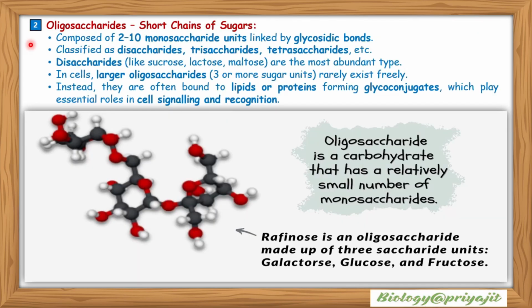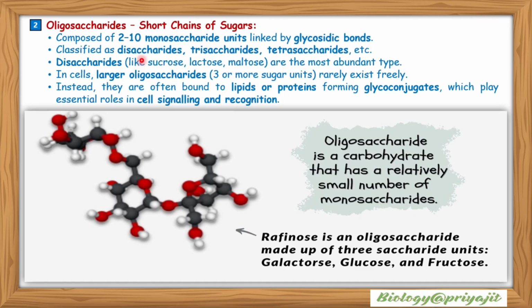Oligosaccharides are short chains of sugars. Oligo means 2 to 10 units, so they are composed of 2 to 10 monosaccharide units linked by glycosidic bonds. They are classified as disaccharide, trisaccharide or tetrasaccharide on the basis of the number of sugar units in them. Disaccharides like sucrose, lactose, maltose are the most abundant type of oligosaccharides.